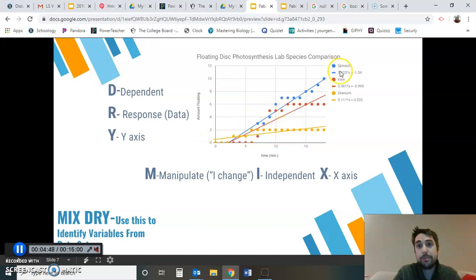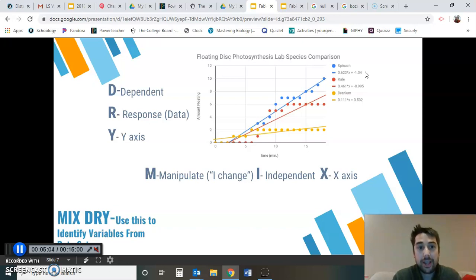We change the type of species, right? We can even see it in our title, between species comparison, right? So sometimes the title can give you clues, sometimes it's the x-axis, but really it's the idea of what's going on in the experiment each trial.